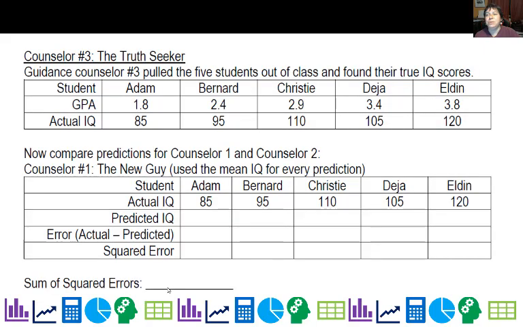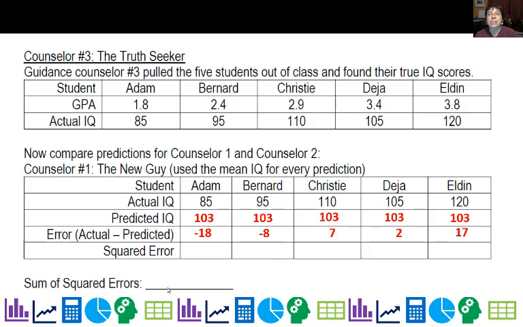Finally, we have counselor number 3 who says, hey, let me just go ask them. And they pull the students out of class and ask their actual IQ scores. Now we're going to compare the predictions. First of all, how did counselor number 1 do, the new guy who used the average? Well, his predicted IQ for everybody was 103. His error is going to be actual minus predicted. So negative 18, then negative 8, 7, 2, and 17.